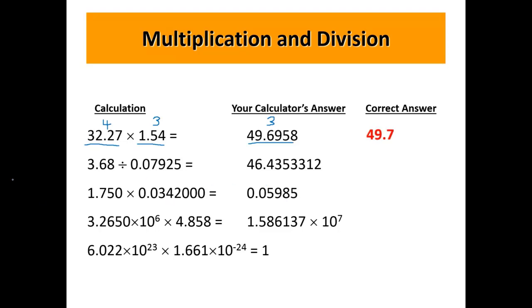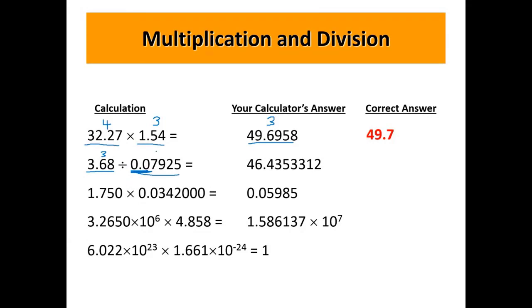Now, let's do the next one. How many significant figures are in this one? First one is 3.68. Yep, that's 3 sig figs. What about the second one? Oh, you forgot your rules of 0. Yeah, leading zeros are never significant, right? So how many significant figures does this have?